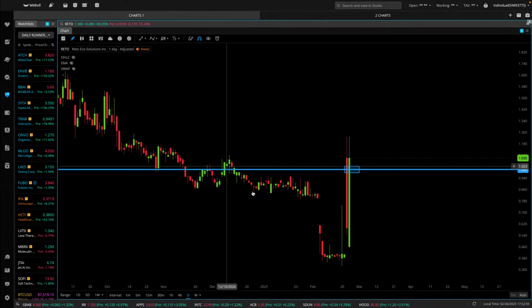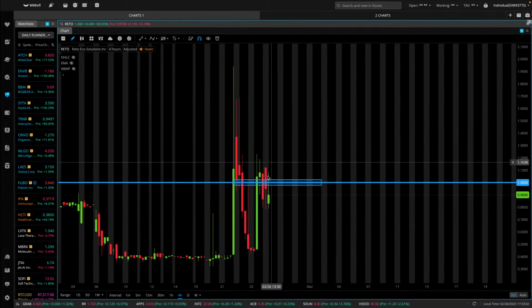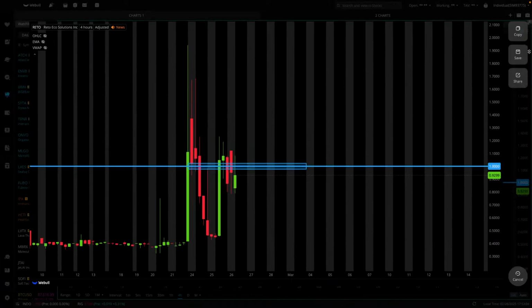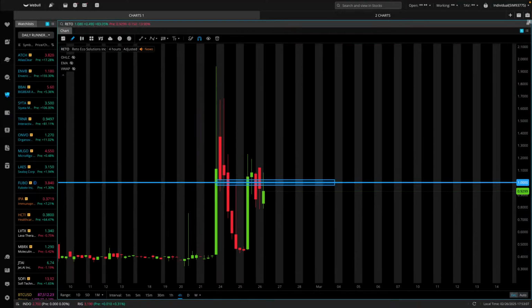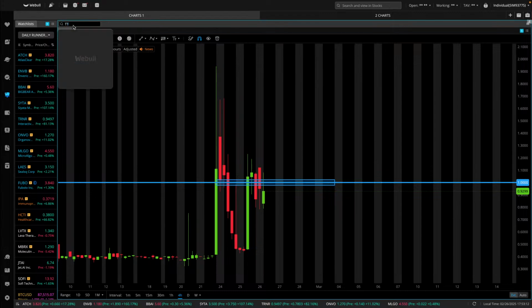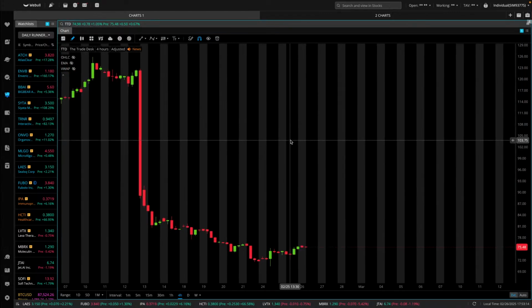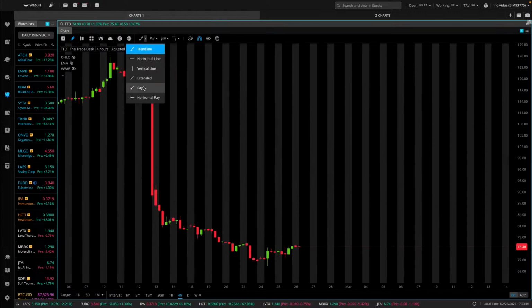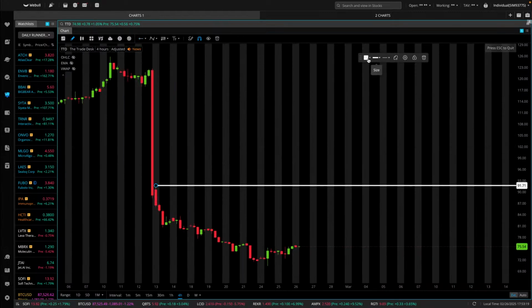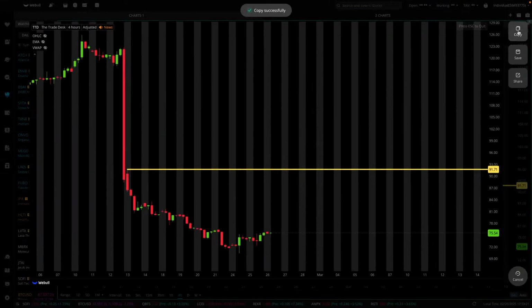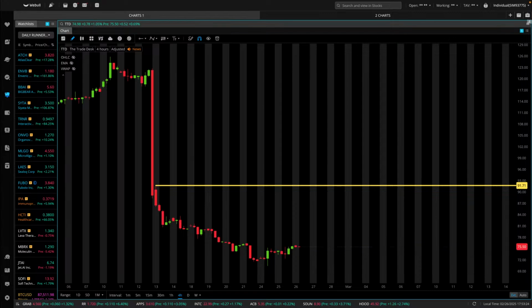Reto needs to get back above $1. I don't like Reto at the moment, but people keep spamming me this every 2 seconds. TTD, absolutely nothing on this. This is a shitty chart. Sorry, but that's the truth. TTD, nothing on this at all.